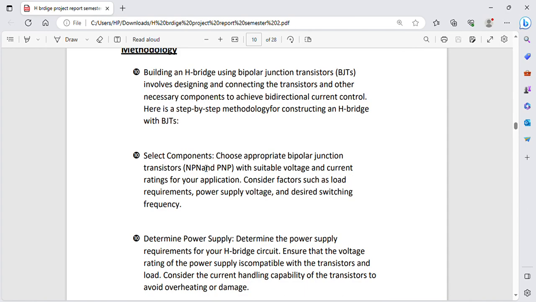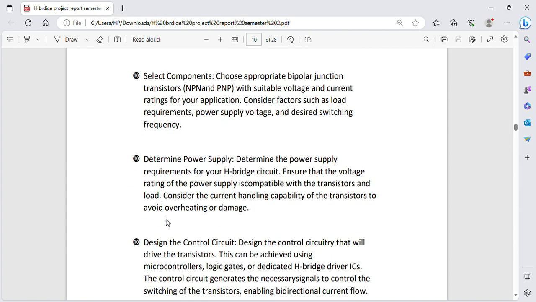Firstly, select components. Choose appropriate bipolar junction transistors, NPN and PNP, with suitable voltage and current ratings for your application. Consider factors such as load requirements, power supply voltage, and desired switching frequency.